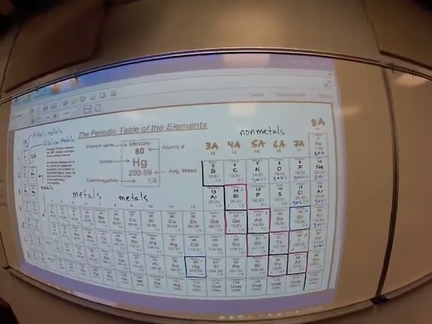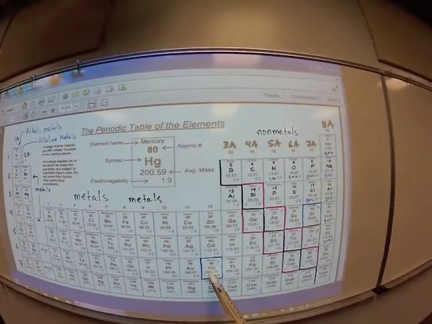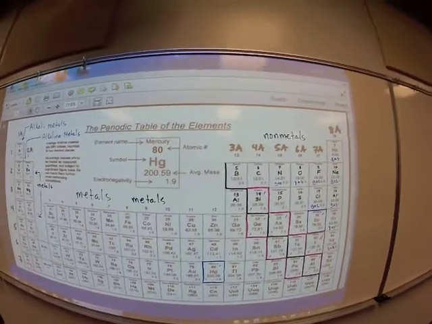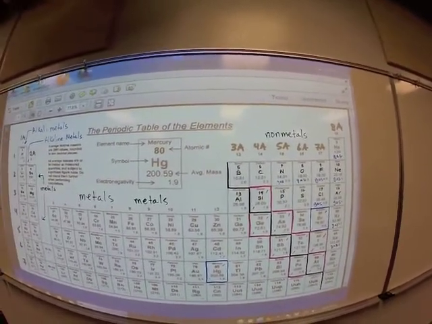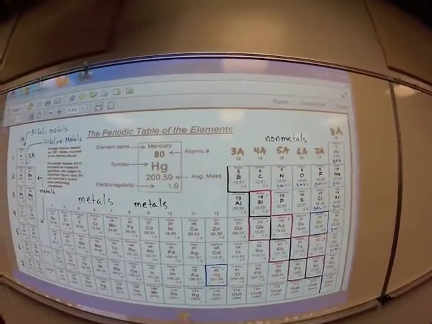One last thing to mention about the metals: mercury is unusual in this particular collection because it's also a liquid at room temperature. So in the periodic table we've got two liquids, bromine and mercury.